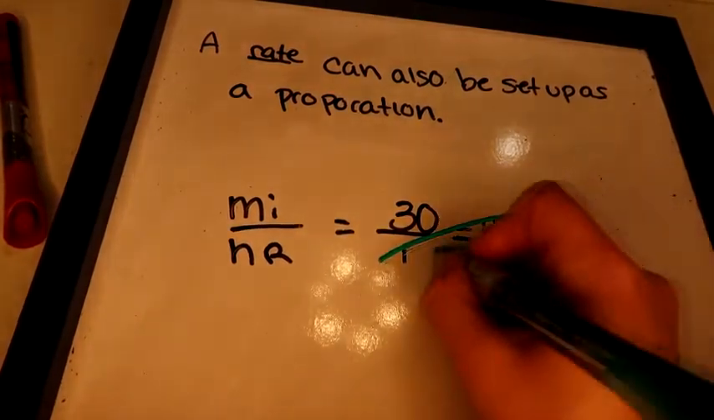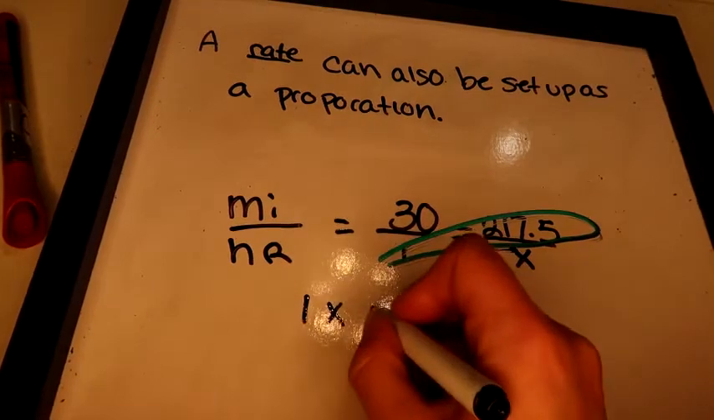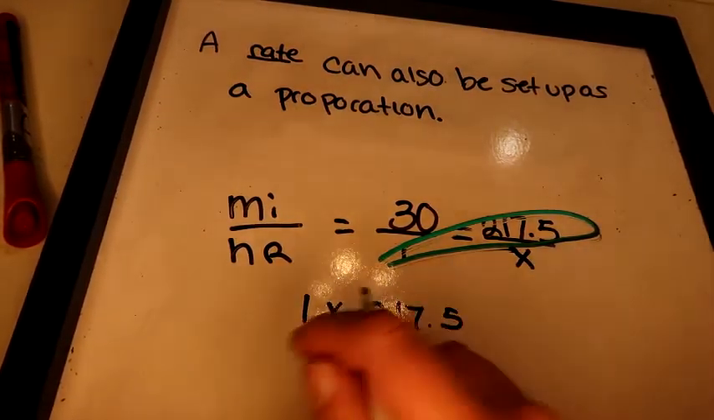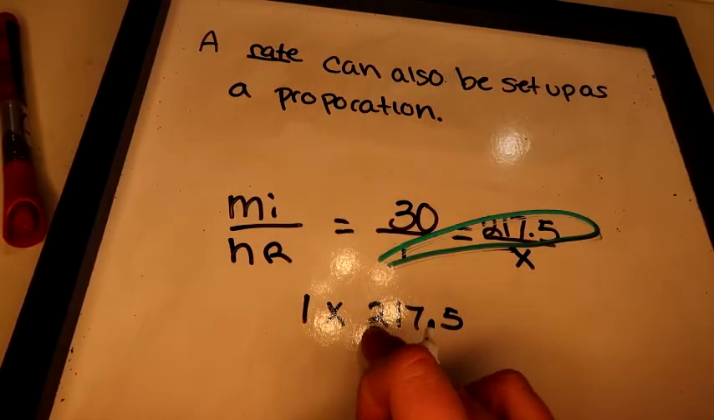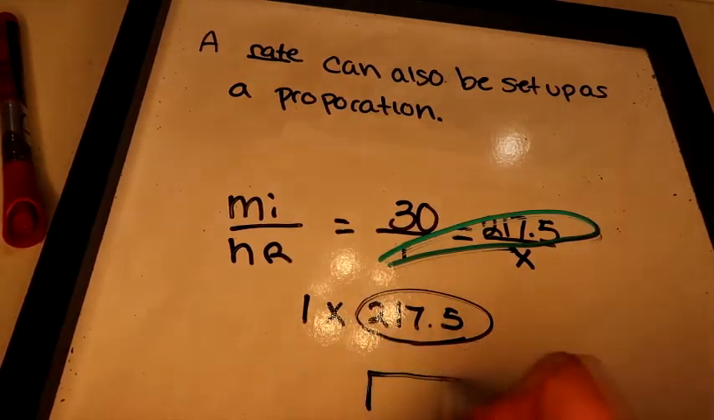Multiply 1 times 217.5. Well, anything times 1 is going to give us the same value. Then we have to divide it by 30.